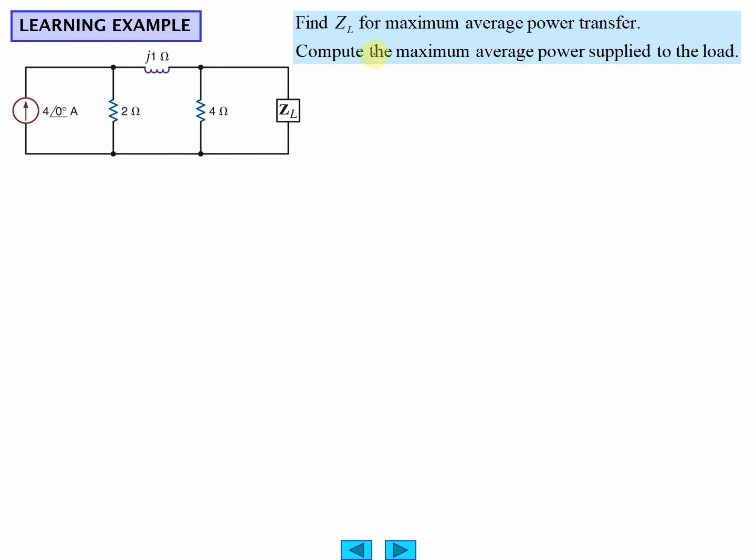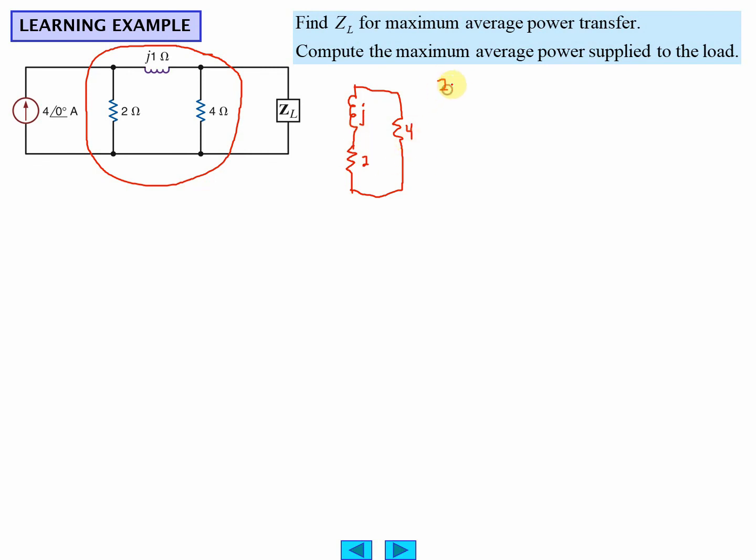Now, an example. Here's an example. Find what the load has to be for maximum average power transfer and compute it. So the first thing we do is figure out what is Thevenin's equivalent impedance for this network right there. So we have an inductor, a resistor, and a second resistor. And we need to know this impedance. This is j ohms, 2 ohms, and 4 ohms. So it's just these two in parallel.